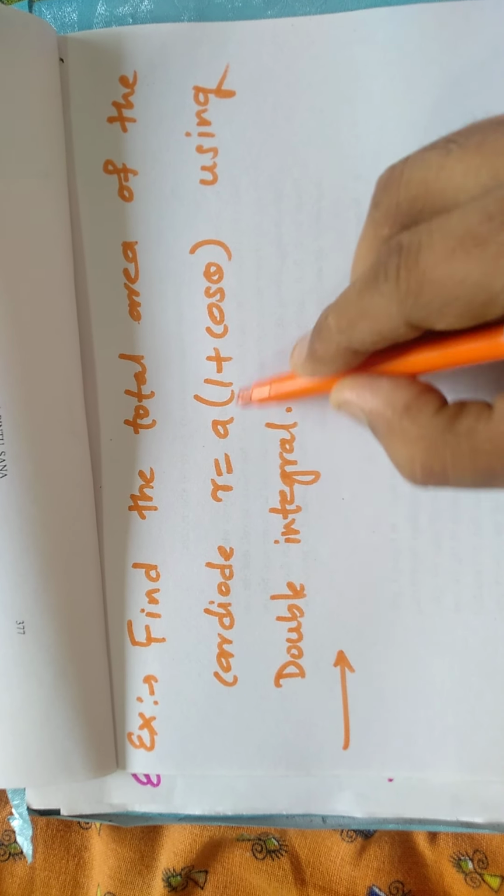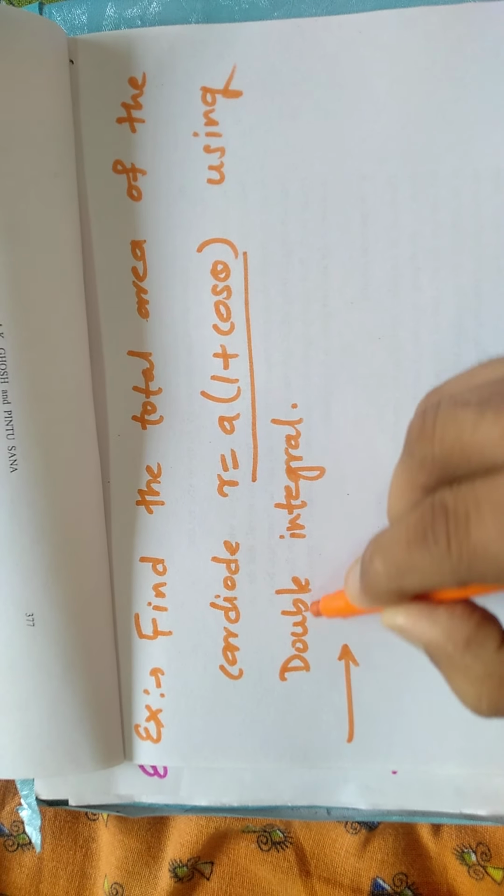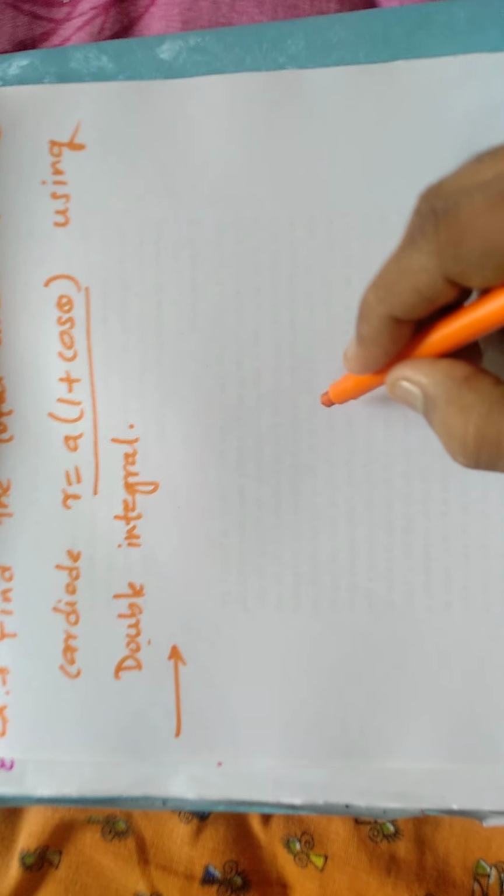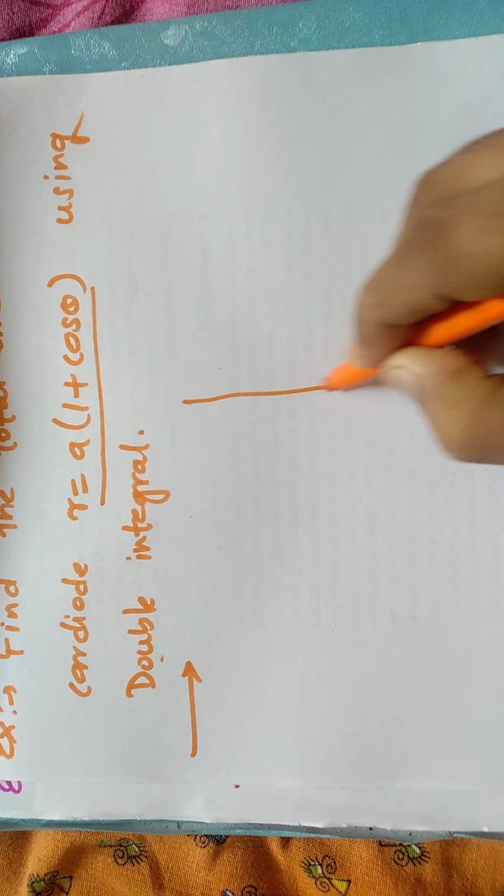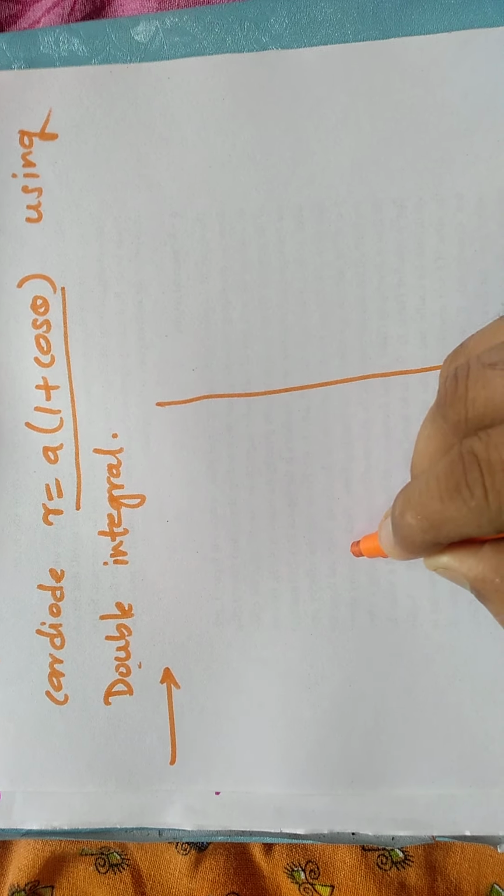Okay, now let us discuss one more illustration on the area where we have to find out the total area of the cardioid. This is the equation of the cardioid, given using double integral. So it is very important that we should be familiar with the graph of the cardioid.